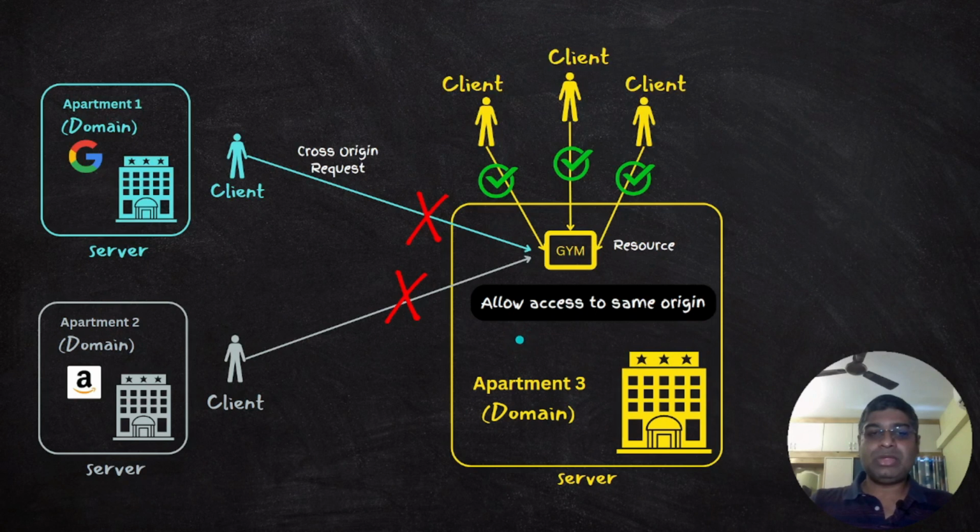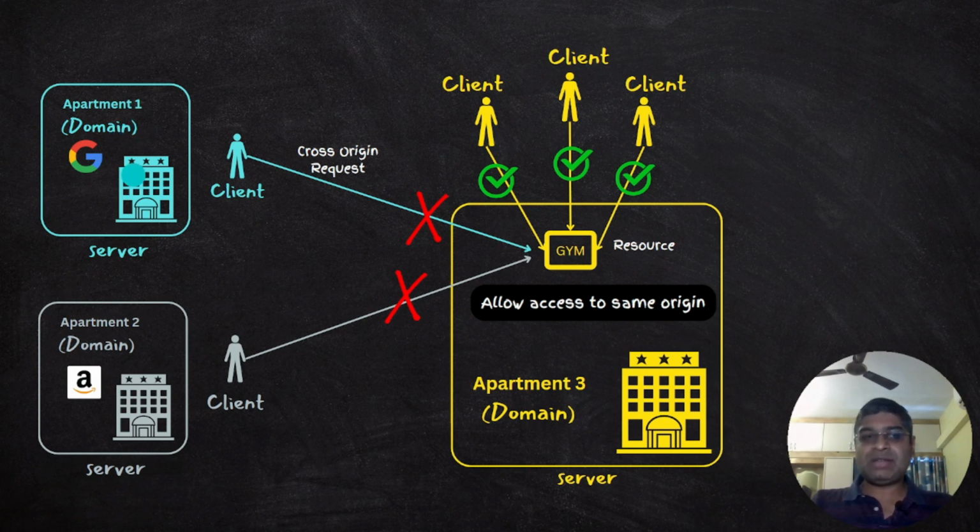Now, let's say there is some resident of another apartment. If they try to access the gym, which is nothing but the resource, then that is called a cross origin request. When I say client or the resident, I mean the browser. So this is the client, this is the browser, this is the server that this client is associated with. The request would come in reference to this server always, so you will identify this client by the server, by the domain, I would say.